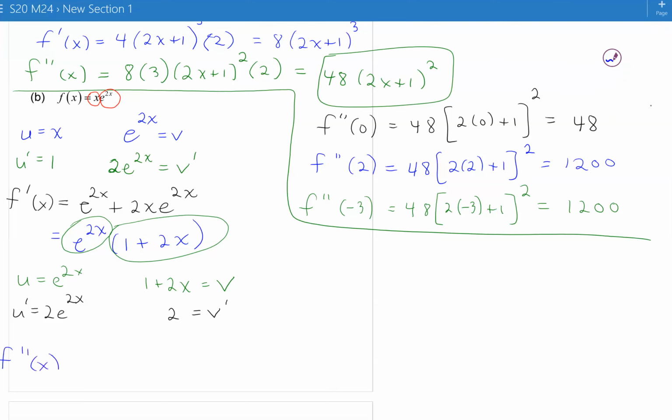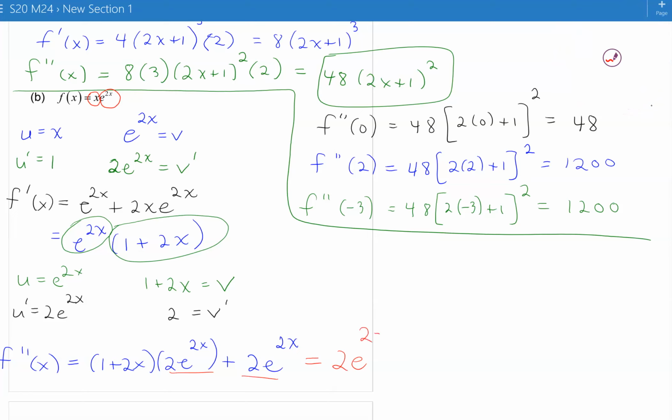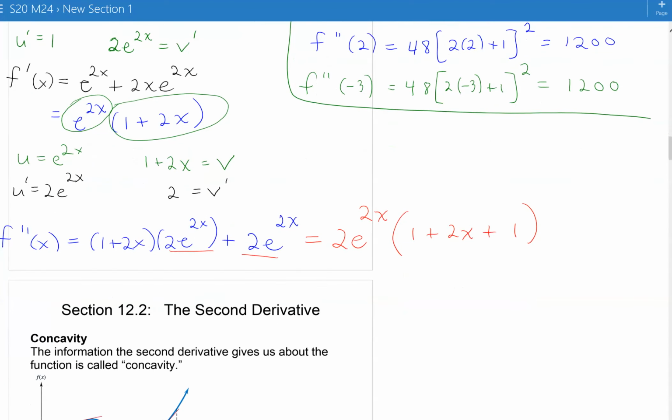So f double prime of x is going to be 1 plus 2x times 2e to the 2x plus 2e to the 2x. So I need to simplify this, and I see a common factor of 2e to the 2x. So I'm going to factor out 2e to the 2x and get 1 plus 2x plus 1. So that's going to be 2e to the 2x times 2x plus 2. But now I see I have a GCF of a 2. So I should also pull that out and have 4e to the 2x times x plus 1. So that's my second derivative.